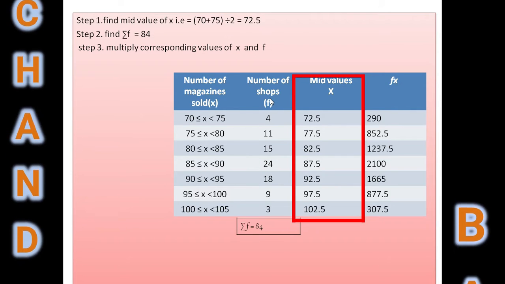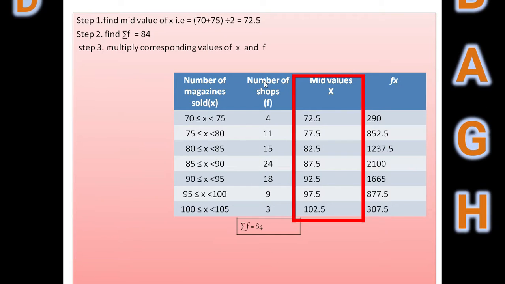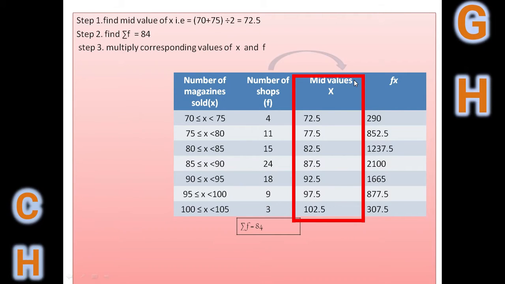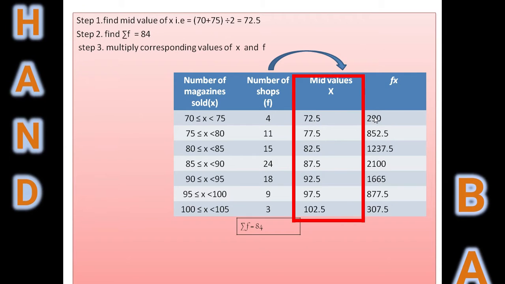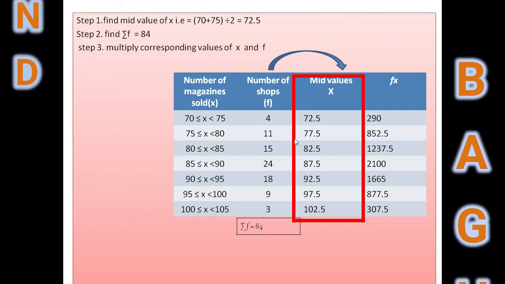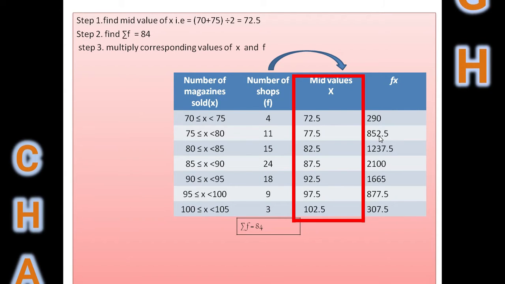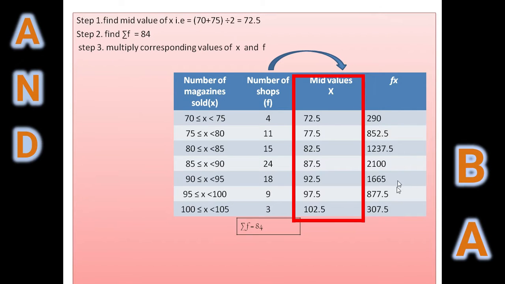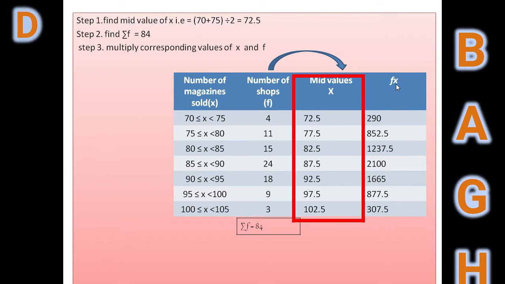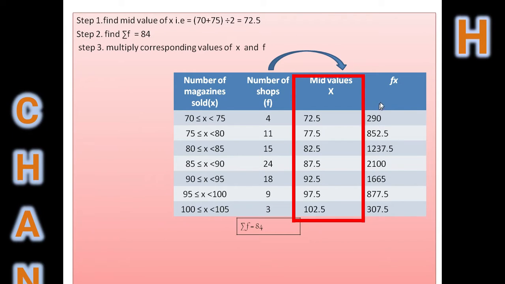The third step is to multiply corresponding values of x and f. Here this is frequency f and this is x. We have to multiply corresponding values of these two columns. When I multiply 4 with 72.5 it becomes 290. When I multiply 11 with 77.5 it becomes 852.5, and so on. I have multiplied all these values, and this column is fx because I multiply f and x.